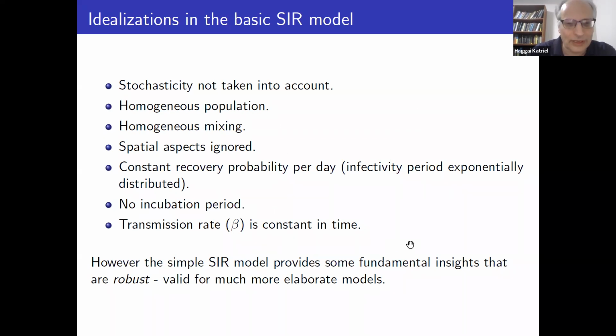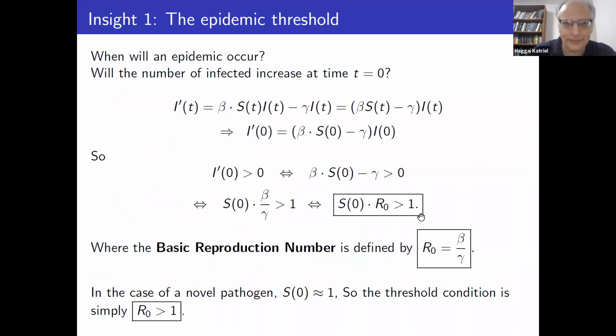In reality, if we have a lockdown, then beta changes, so we should consider beta as a function of time. But still, this basic model gives some crucial insights about epidemics, I think, and I want to list them. So the first one is this notion of epidemic threshold.